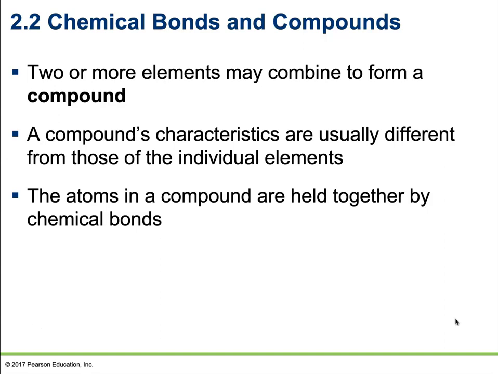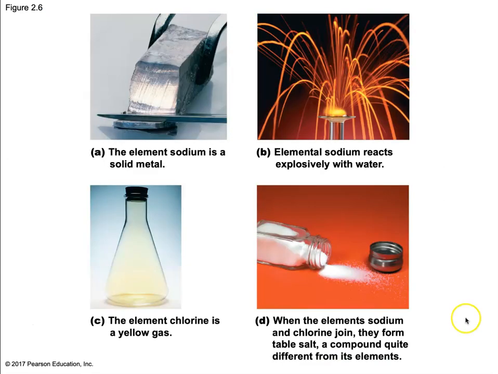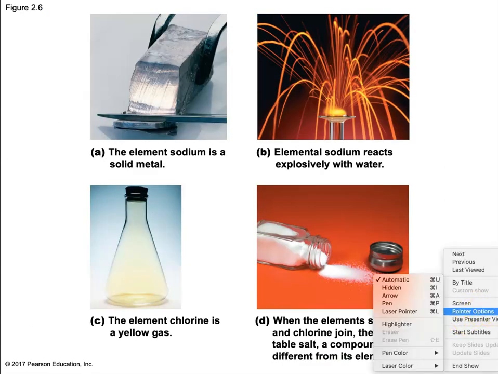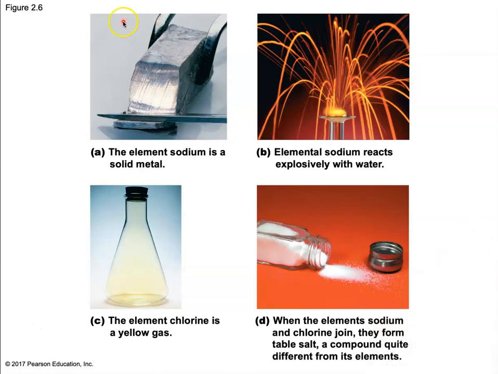So what do we mean by a compound's characteristics being different from those of the individual elements? Well, for example, let me get my laser pointer here. The element sodium is a solid metal. Elemental sodium, this is what it looks like. It looks like a solid, shiny metal. Now, here's the problem with elemental sodium. It is highly explosive when it is exposed to water. Very, very deadly, very dangerous.